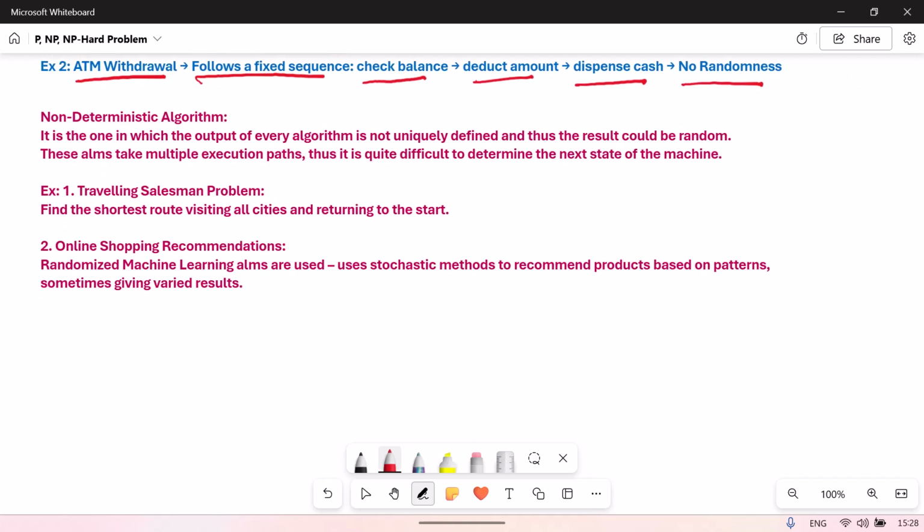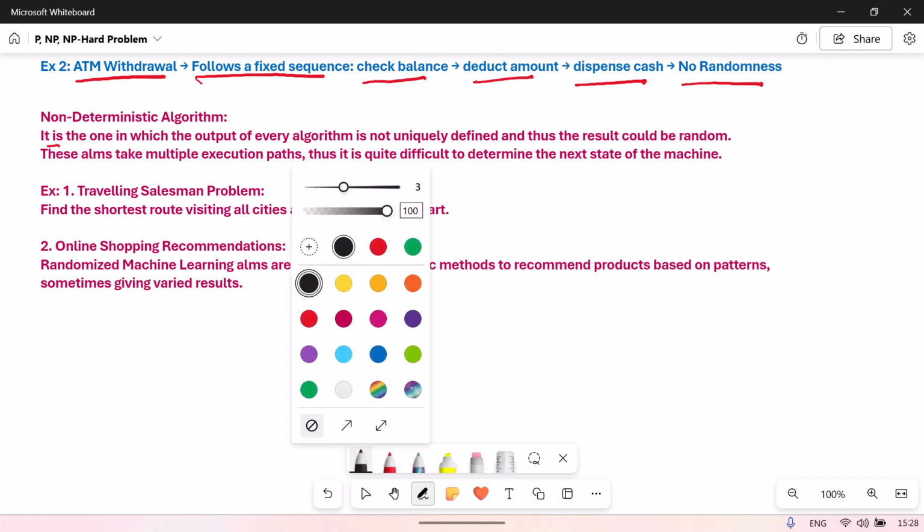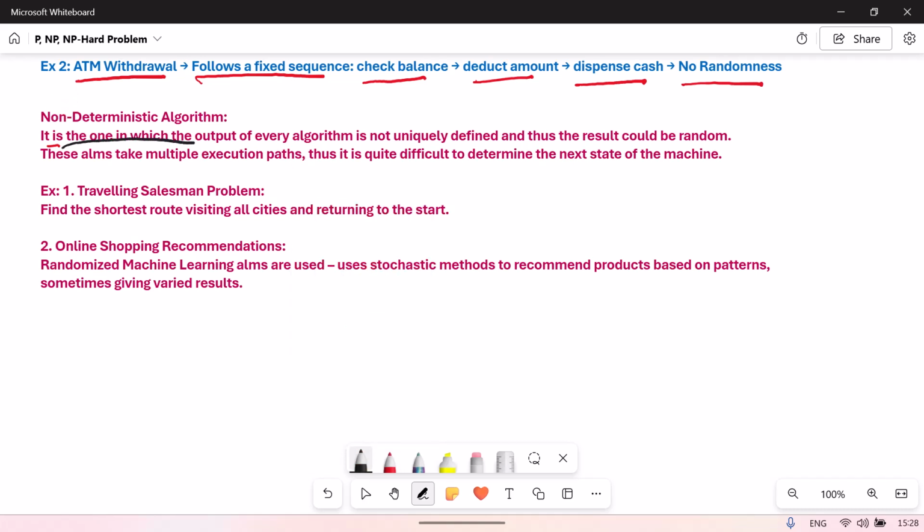Now there is one more type of algorithm called non-deterministic algorithms. It is the one in which the output of the algorithm is not uniquely defined, hence the result could be random.